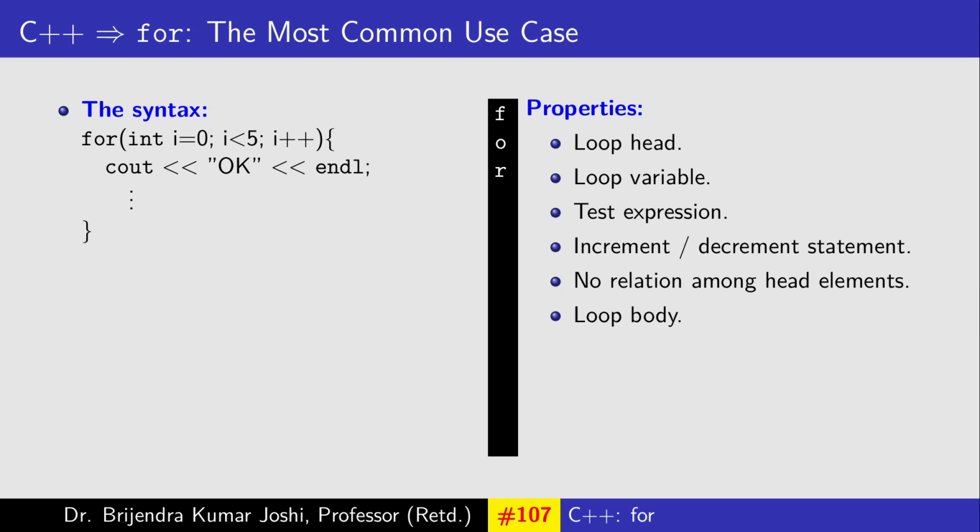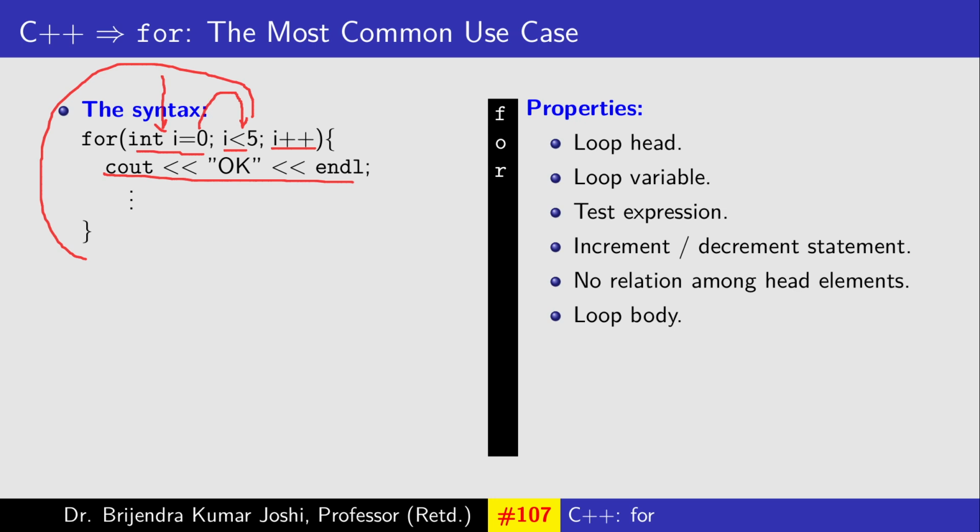Now let us see the most common use case. Here I have declared one variable, i equal to 0, of type integer. This is the test expression, and i++ is the increment statement. You can write a decrement statement as well, as the case may be, depending on the use. Then what happens? This initialization is done only once. After this, the program tests the expression. If this test expression evaluates to true, the program enters the body of the loop, which means it will execute this. Otherwise, it will go out of it and start executing the statements following the for loop.